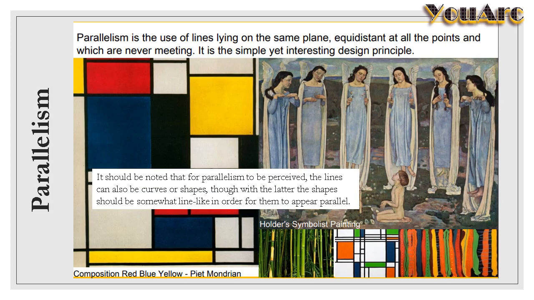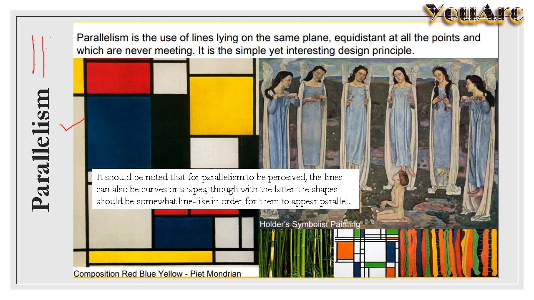Parallelism is the use of lines lying in the same plane. If you consider these two lines, they are lying in the same plane, equidistant at all points. They are at equal distance at all points and they never meet. They go in parallel ways. It is simple, yet it is an interesting design principle. If you see this particular composition with red, blue and yellow, we can see a number of parallel lines happening here. So it is a best example for parallelism.